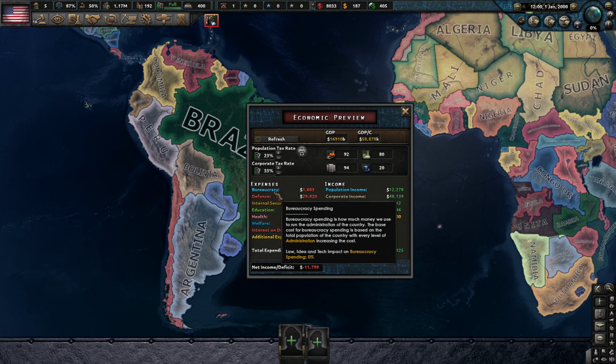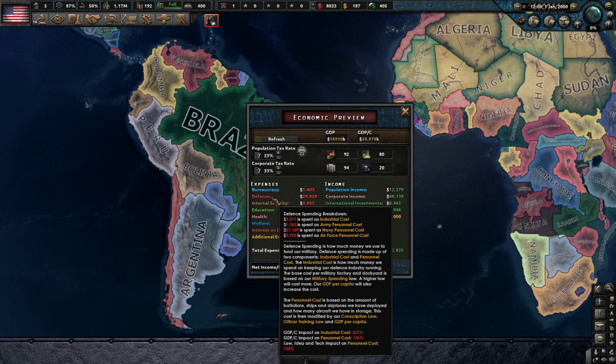Bureaucracy spending is a metric for governmental organs' cost. It is based purely off of population and relatively low even at max. This is a cheap way to get extra political power and an increase to military factory construction speed.